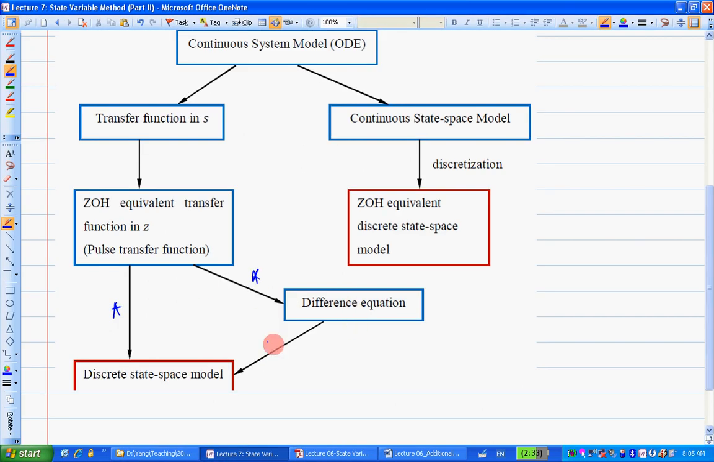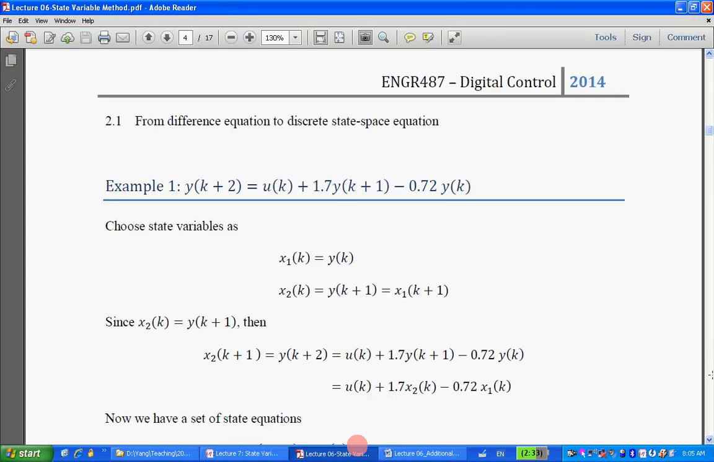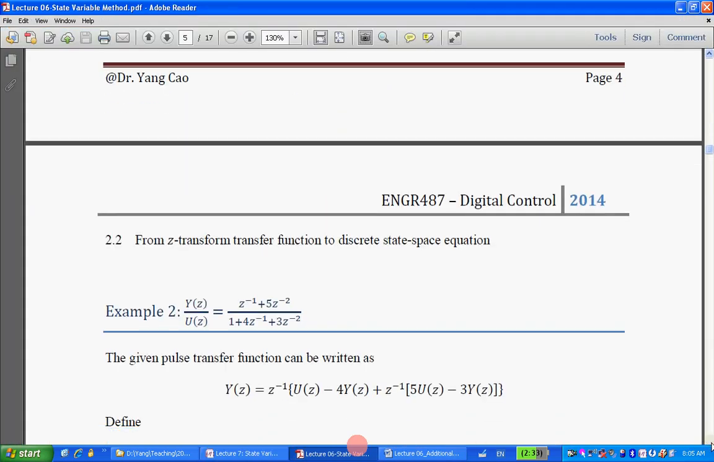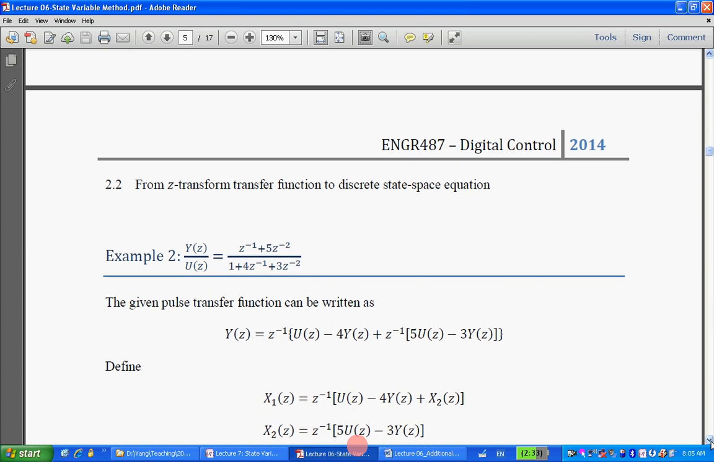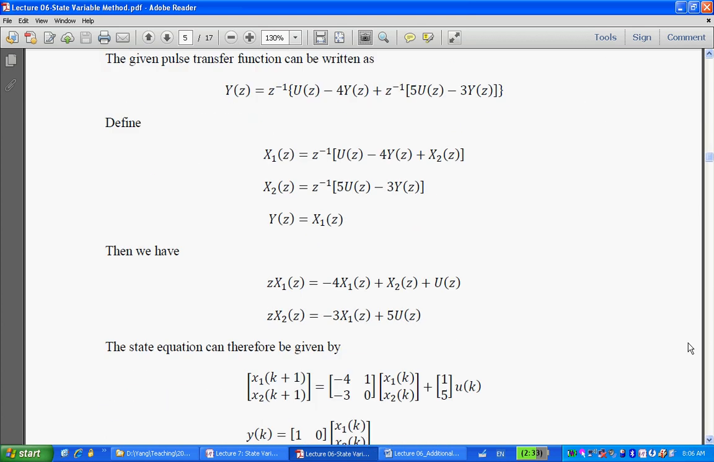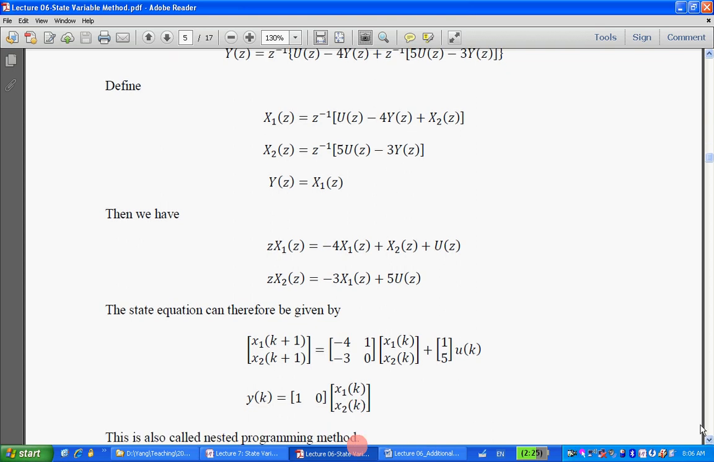And the other way is from Z to the difference model. And we had another example after this one here. So given a pulse transfer function, here's one way of deriving this state space equation. In this particular case, it's called nested programming. I mentioned that this nested programming gave us a so-called observable canonical form, which today I'm going to talk about: what that kind of form is.